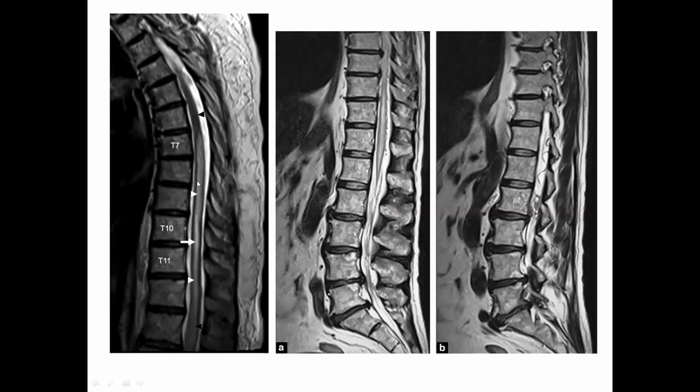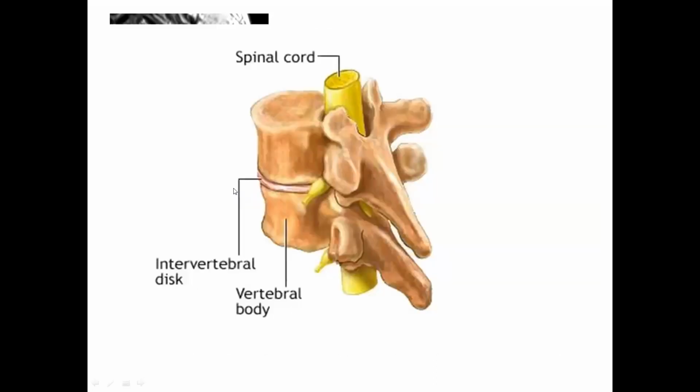Okay, so these arrows show you the spinal cord. And these are the two parts of the vertebral column, depending on how the MRI picture has been taken. Okay, and these are of course the posterior wall muscles. And here is another picture which shows you the spinal cord going through the vertebral canal.